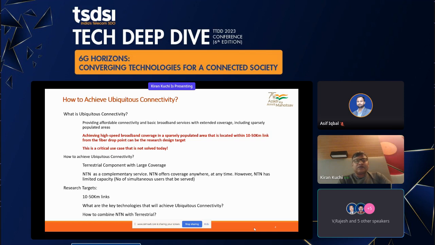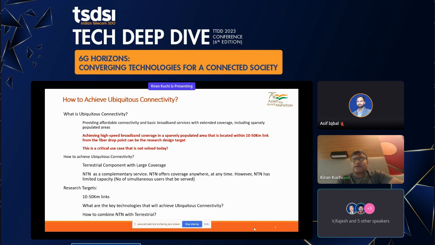Then the second question is how to achieve ubiquitous connectivity. Well, there are two paths to it. One is a terrestrial system with large coverage, which I will address using certain simulation results. And ITU acknowledges that NTN will be a complementary service. NTN is a non-terrestrial network, primarily LEO, GEO kind of satellite communication service.